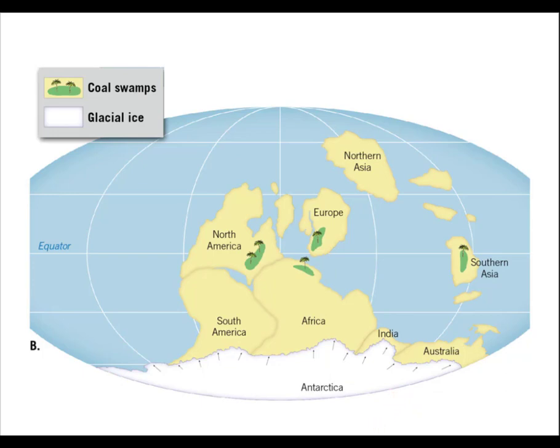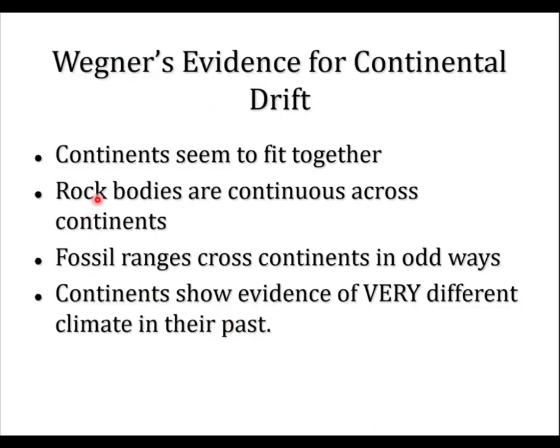Wegener realized that, look, continents are fitting together, rock bodies go from one continent to another, fossil ranges cross continents in very strange ways, and we see evidence of climates in locations where those climates don't make any sense, right? Glaciers along the equator, coal way too far north, etc.